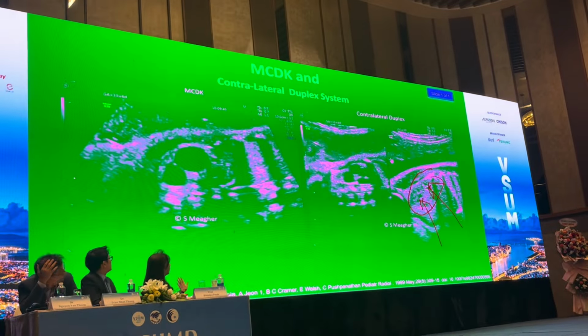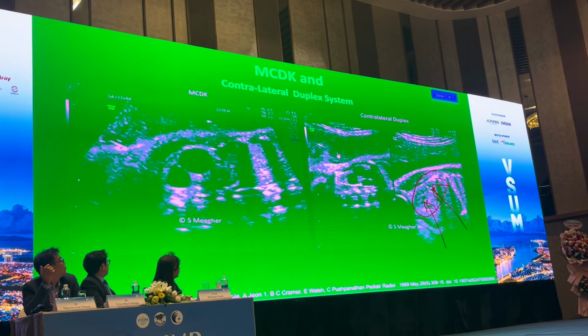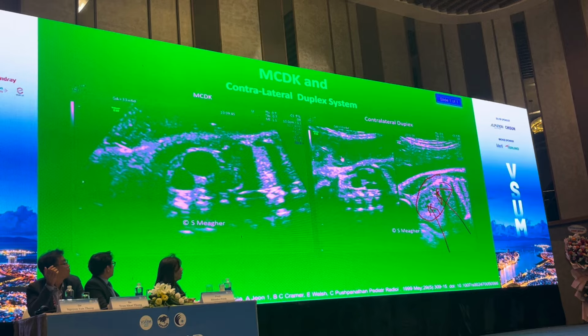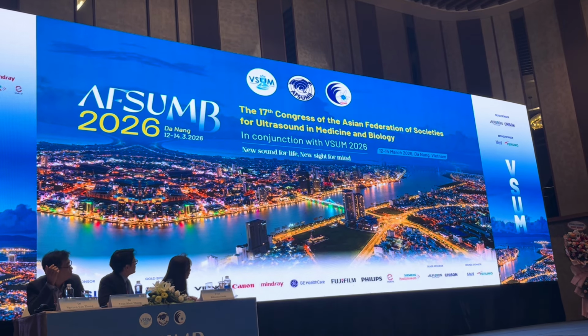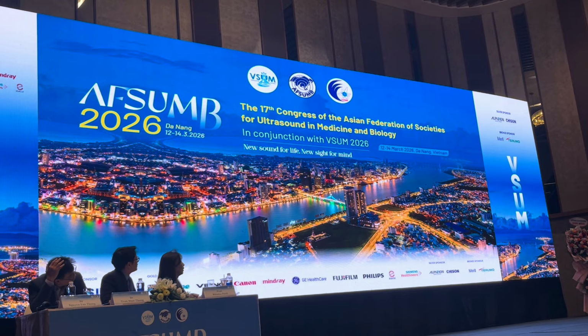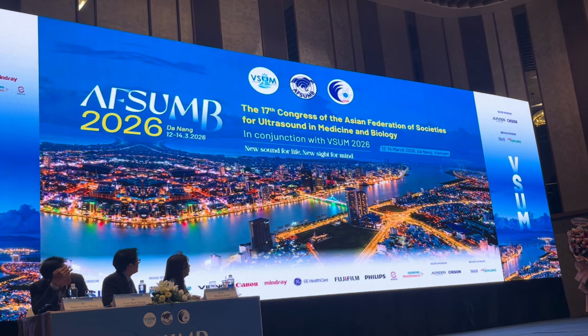Go back. So there, the left hand side shows the multicystic dysplastic kidney and the right hand side shows the duplex system.